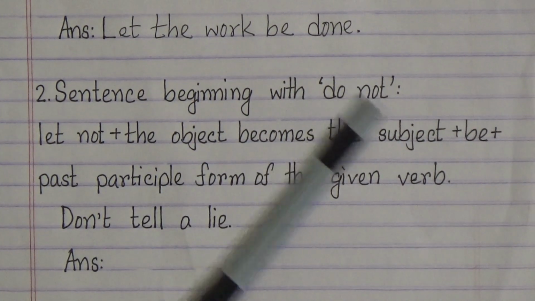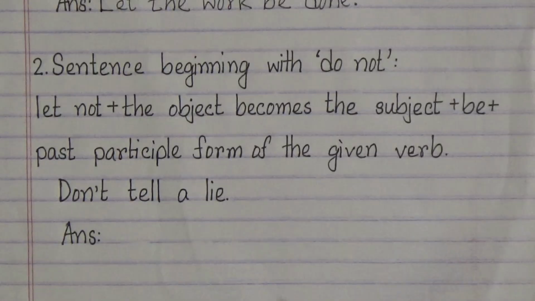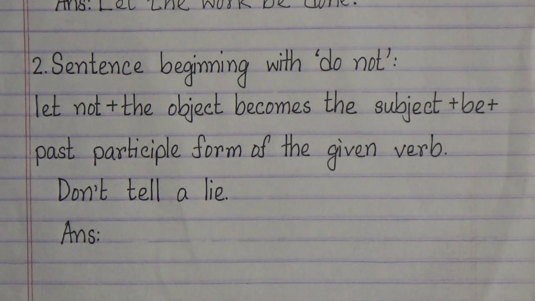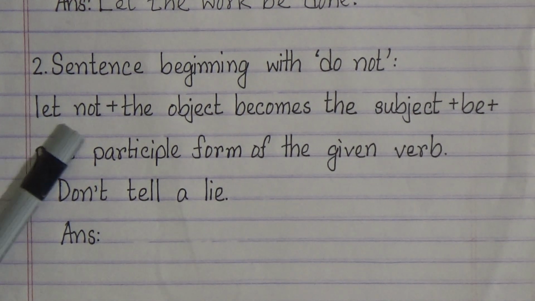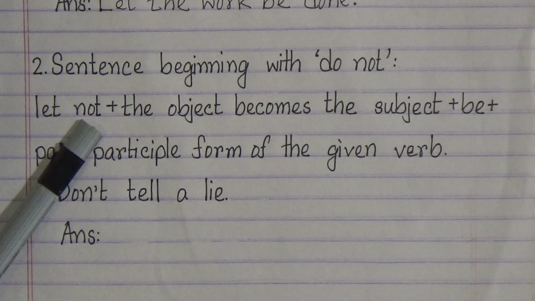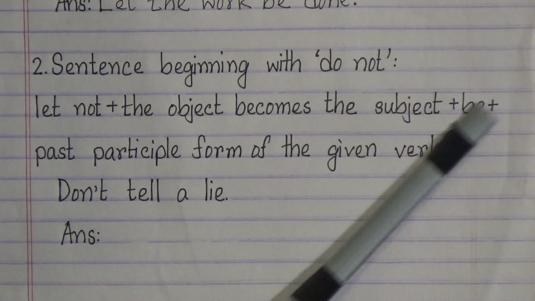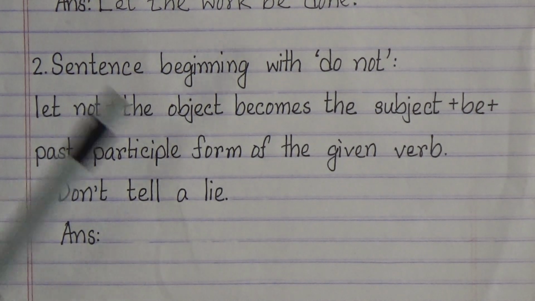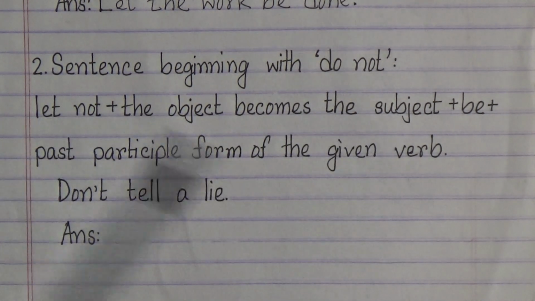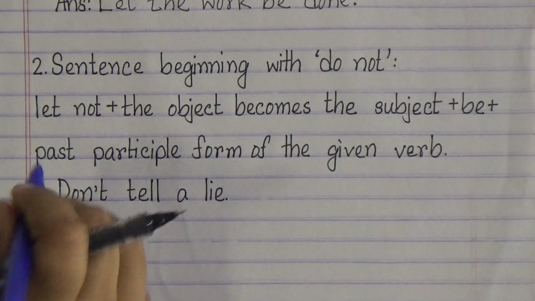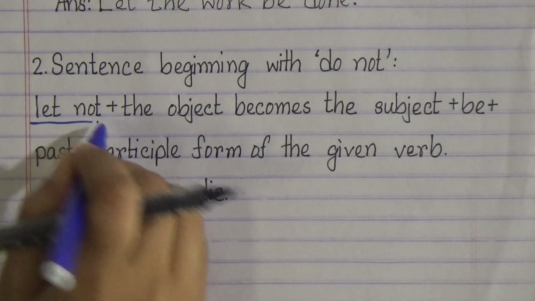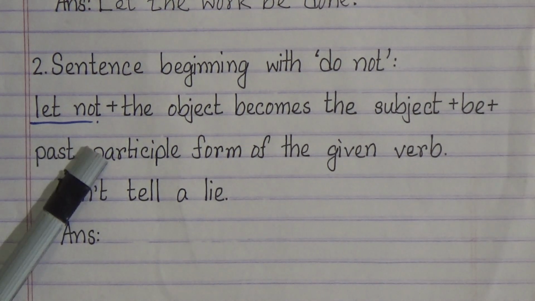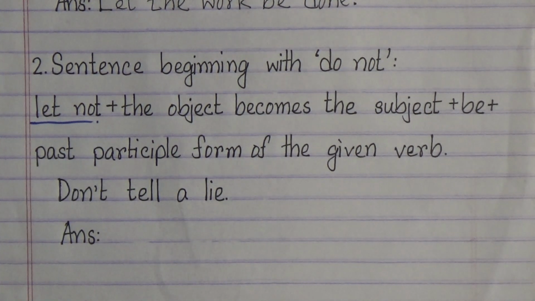Sentence beginning with do not, that means if the sentence is in the negative form, how will we make it passive? Now look, at first you will write let not, then the object becomes the subject, then be, then the past participle form of the given verb, just like the previous one. You will just add let not. Now look, the rule is same like rule number 1, just you will add let not. Okay, let's do the example.